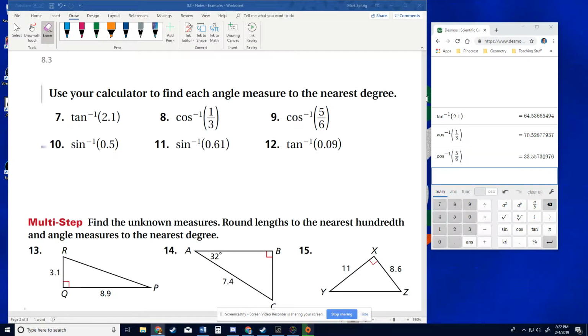We're talking about nearest degree, so that is 65 degrees. Right here, let's actually use that one, equals 65 degrees. Let's make that a little nicer. The inverse cosine of 1/3 looks like 71 degrees. And then inverse cosine of 5/6 is 34 degrees. All those happen to be rounded up.